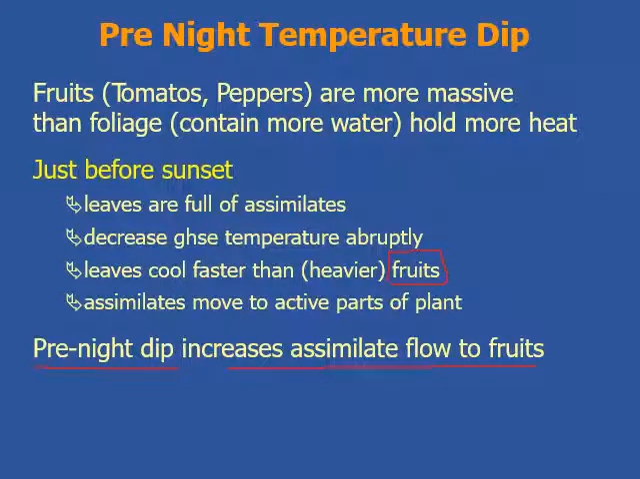Okay, so we've talked about daily average temperature. We've talked about DIF. DIF causing, if you even have a difference, that it's more reproductive. If there's no difference between day and night, the plant is vegetative. And then we talked about pre-dawn dips and now pre-night dips.